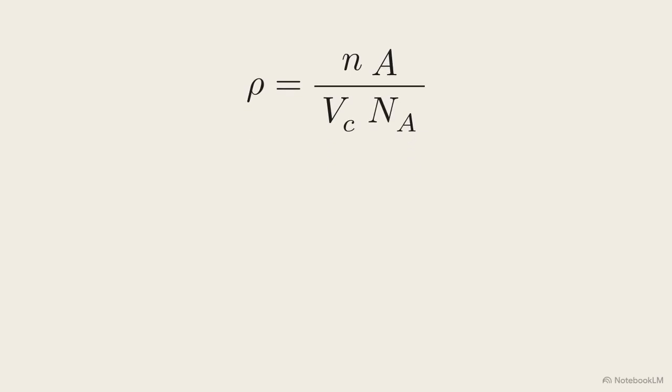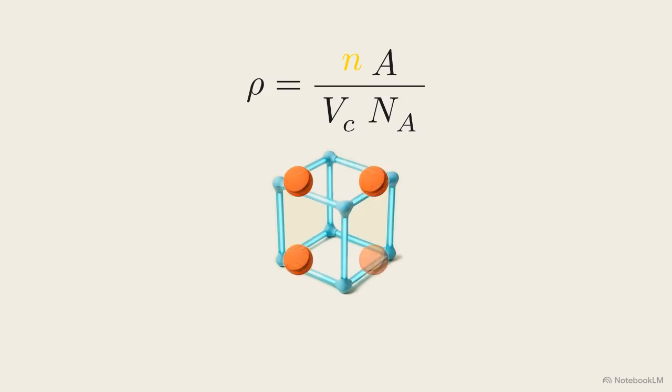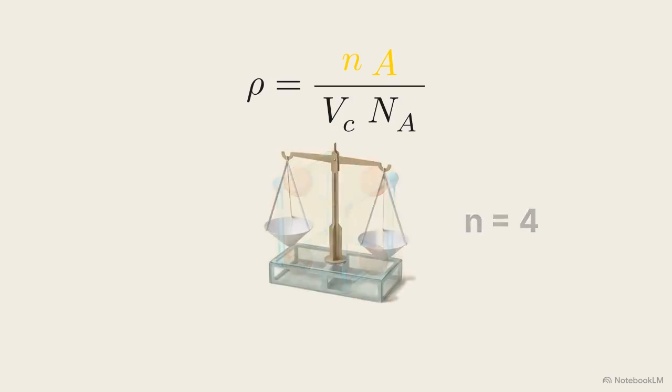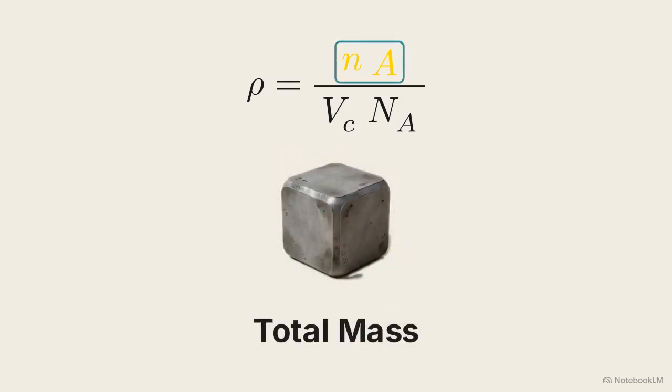In the top half of the equation, the letter N represents the number of atoms. Going back to our analogy, this is simply the count of how many oranges fit perfectly inside one unit cell box. Right next to it, the A stands for atomic weight. This represents the specific weight of one individual atom. By multiplying the total number of atoms by the weight of a single atom, the entire top half of the equation simply gives us the total mass sitting inside our microscopic box.